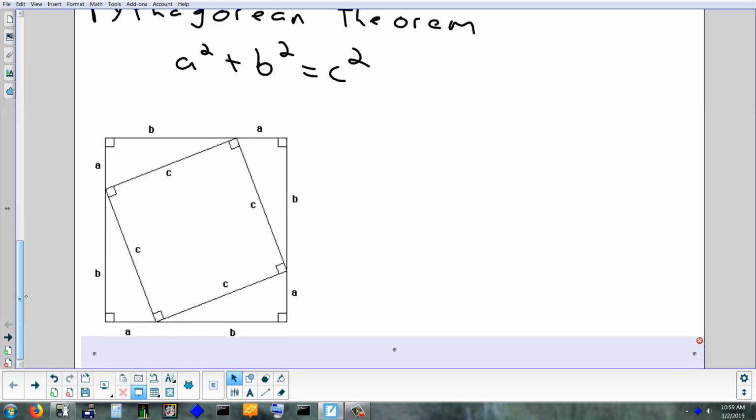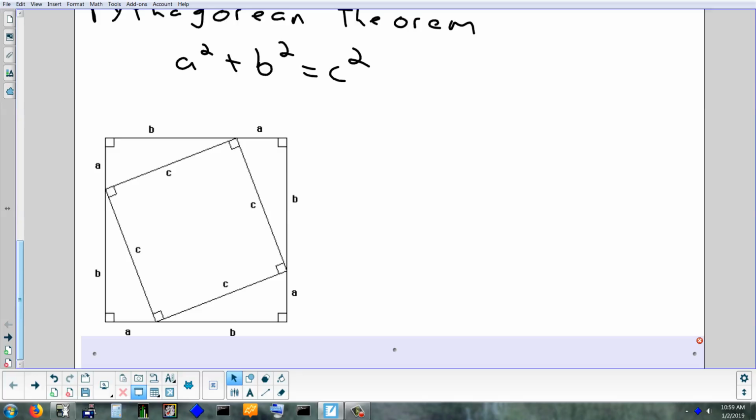Now, what I want to do is focus on finding an area. And I want to find the area of something two different ways. What I want to try to find the area of is that big square, the big outer square. I'm going to do it a couple different ways. Any questions on what shape we're going to try to find the area of?